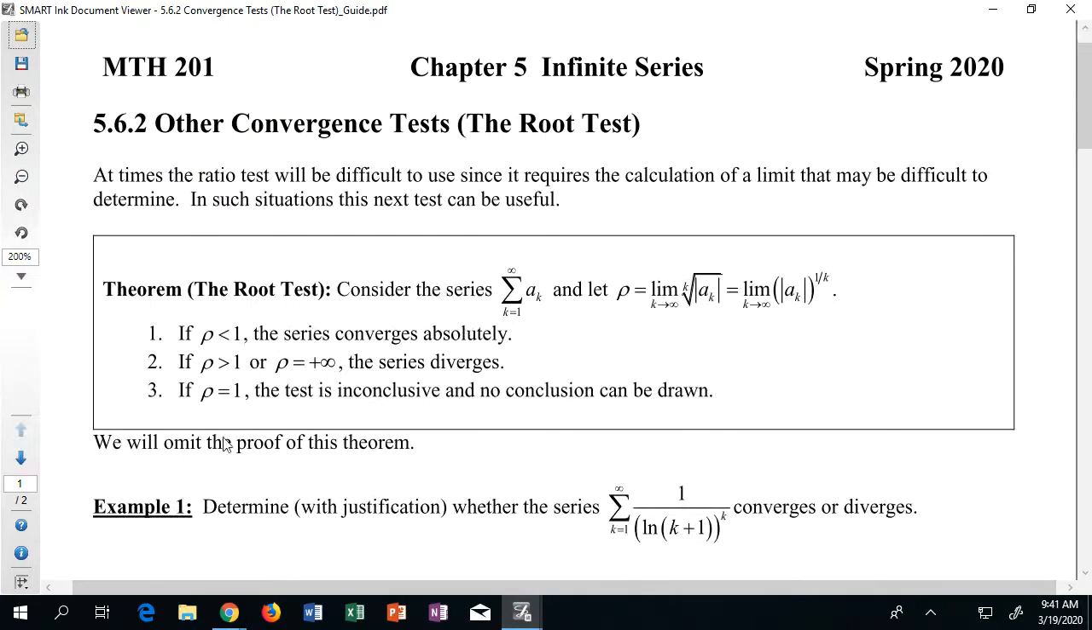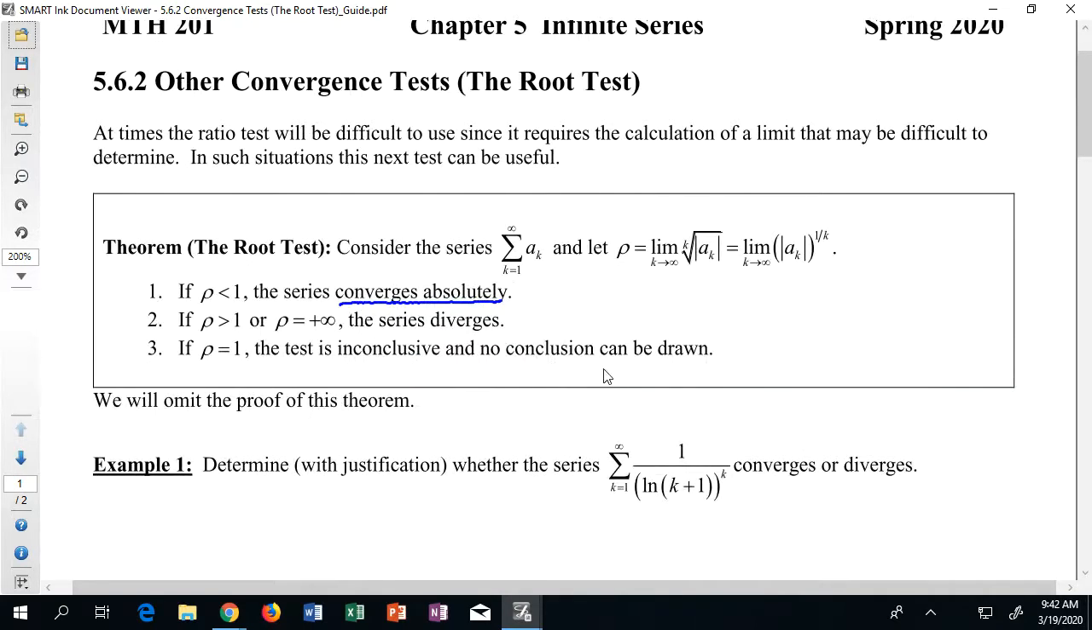But again, we have some very similar conclusions to what we had last time with the ratio test. We have that if the result of this limit is less than 1, then the series converges absolutely, which of course we know means that it converges regularly. And if I get something greater than 1 or infinite, the series diverges. And unfortunately, again, if I get exactly 1, inconclusive is the result. I don't know what to make of that.